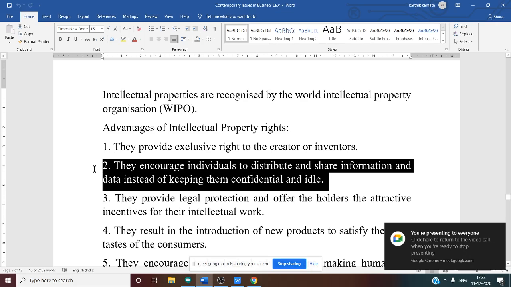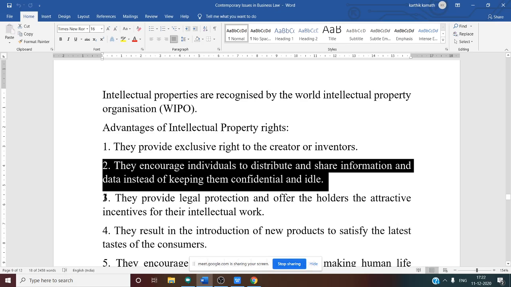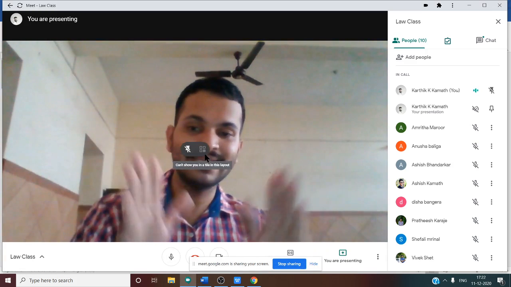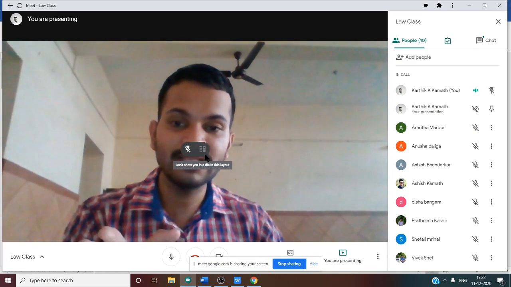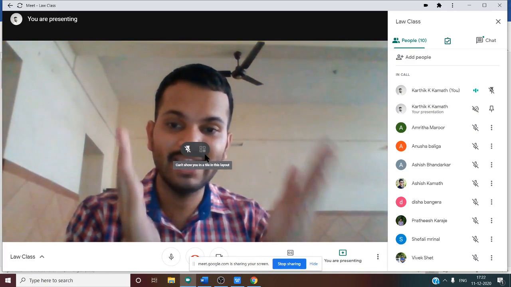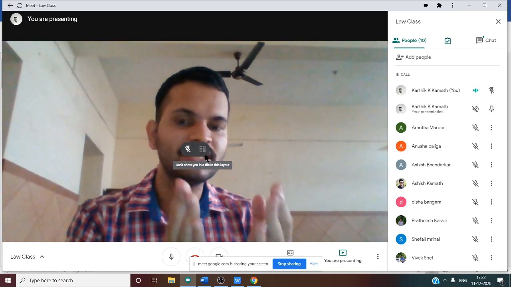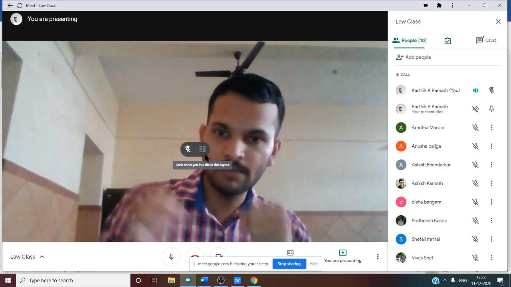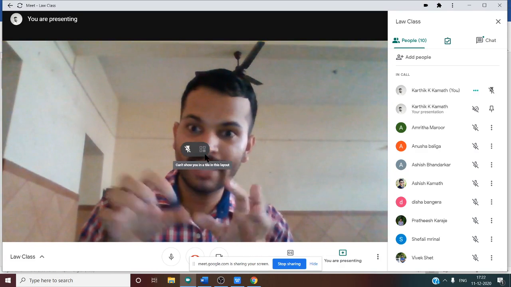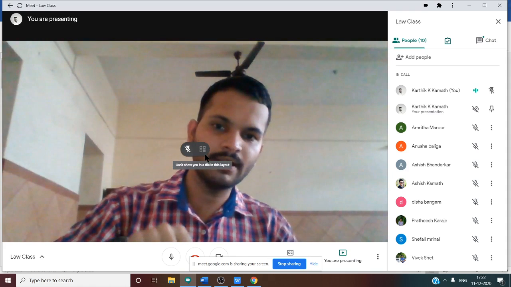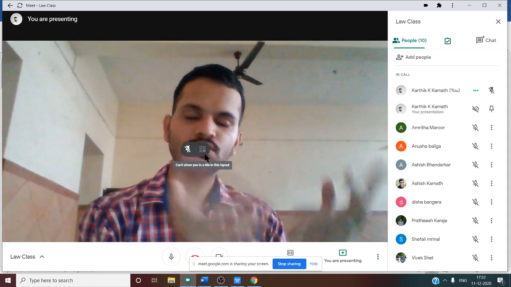Then you see, they encourage the individual to distribute and share information and data instead of keeping them confidential and idle. If no protection is given, what happens? People will keep all their inventions secret, because they fear that their invention can be stolen by someone else, or they can take a reference from that invention and create a new invention. So these things are there.